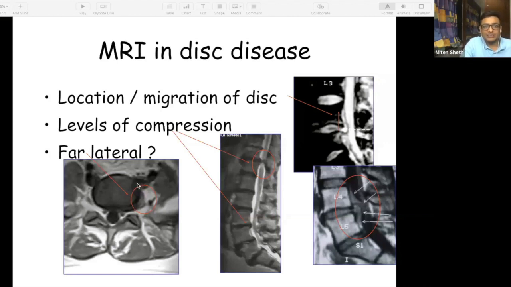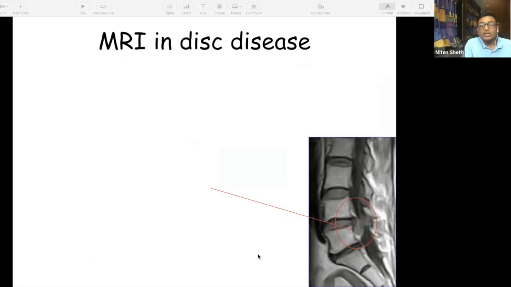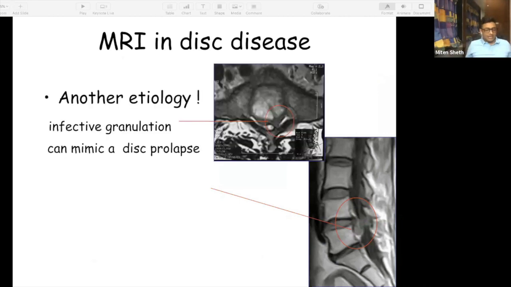which is seen on an axial cut like this. Okay, so MRI will tell you where the disc is, what side the disc has come out, how big the disc is, and which nerve roots it is going to compress. All right, so that is important in a disc.